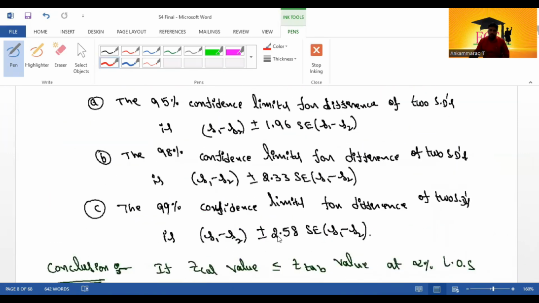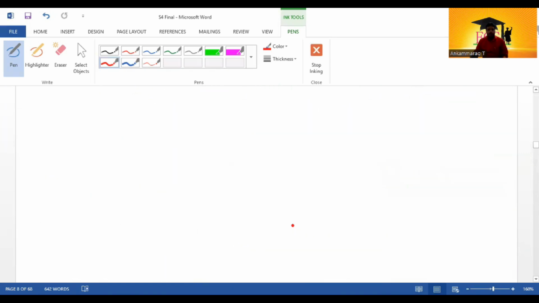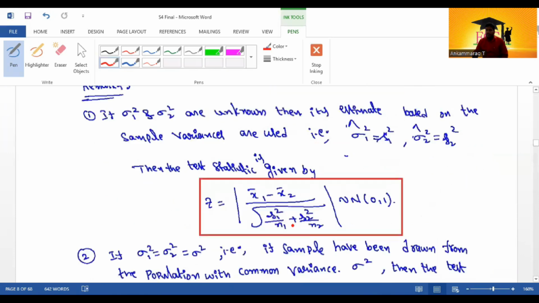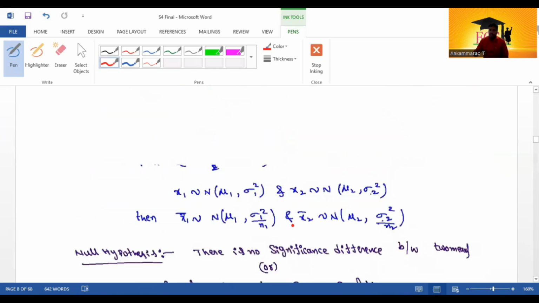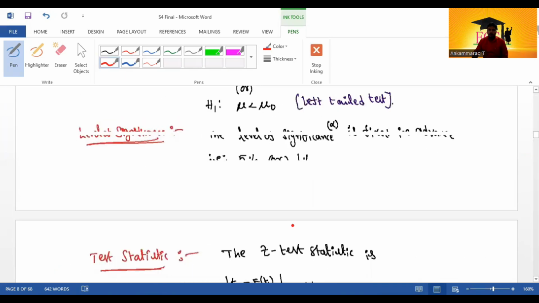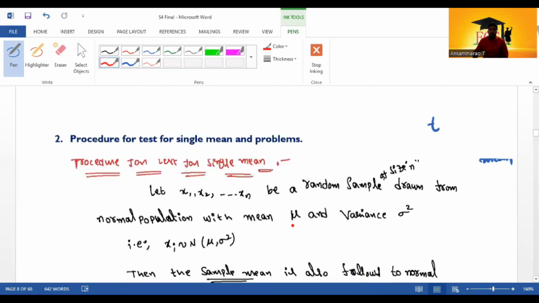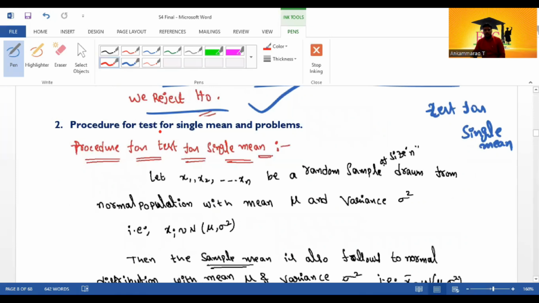ఈ క్వశ్చన్స్ అన్ని ఒక ప్యాటర్న్ లో ఫాలో అవుతాయండి. ఆ ప్యాటర్న్ అనేది మనం ప్రిపేర్ అయితే బాగుంటది. ప్యాటర్న్ అంటే ఏం లేదు, నల్ హైపోథిసిస్, ఆల్టర్నేటివ్, లెవెల్ ఆఫ్ సిగ్నిఫికెన్స్, టెస్ట్ స్టాటిస్టిక్ అండ్ దెన్ కన్క్లూజన్ అండి. ఒక ప్యాటర్న్ ఉంటుంది, ఆ ప్యాటర్న్ ఫాలో అవుతుంది. ఓకే, లిసన్ దిస్ వన్. ద సెకండ్ క్వశ్చన్, ప్రొసీజర్ ఫర్ టెస్ట్ ఫర్ సింగిల్ మీన్ విత్ ప్రాబ్లమ్స్.